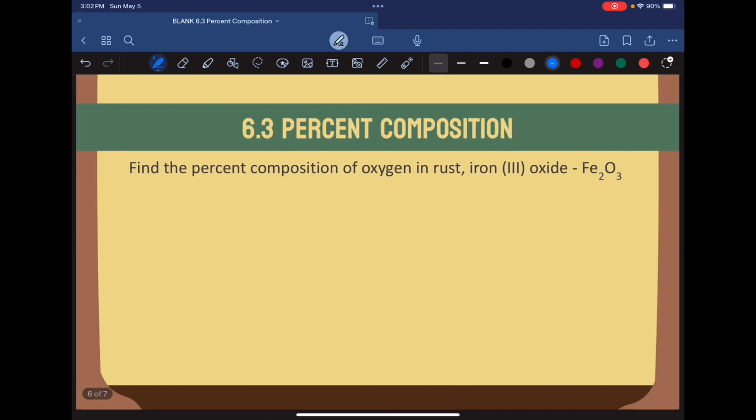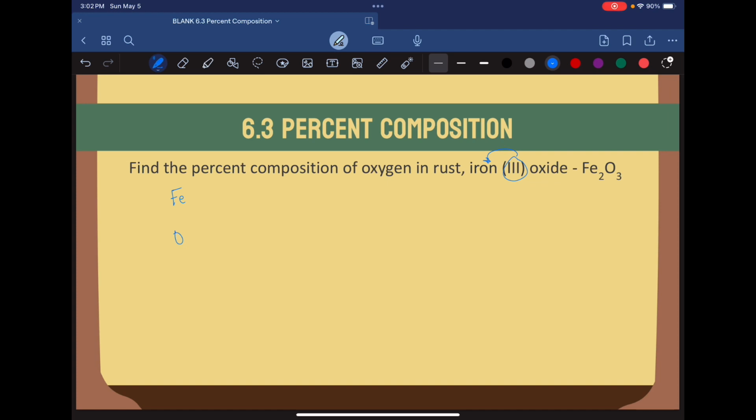So find the percent composition of oxygen in rust. And I gave the name of rust, which is iron(III) oxide. Remember, this 3 belongs to iron oxide, which is how we get Fe2O3, which is a type 2 ionic compound. Same thing, I'm going to list out my elements, Fe and then O.